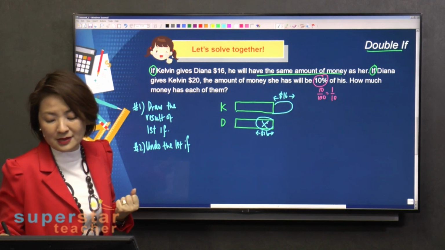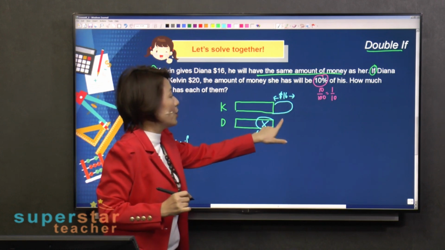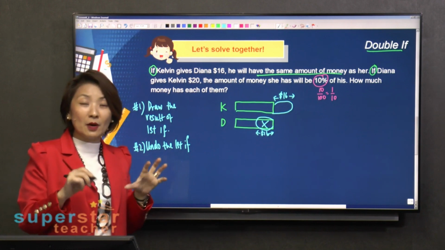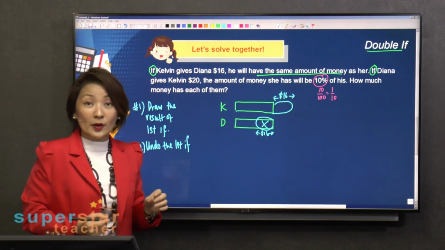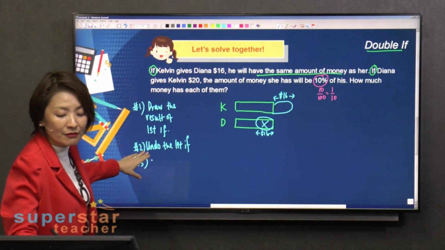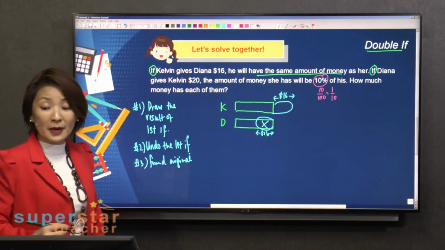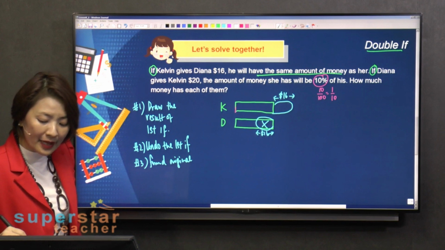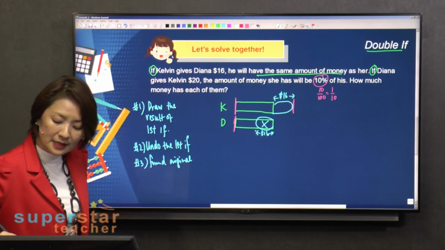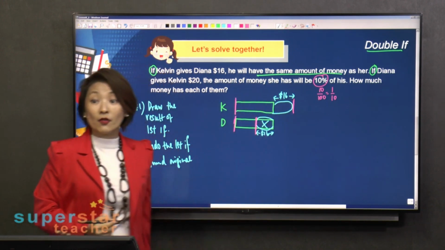So this is gone because it's transferred over. Some students like to draw an arrow like that. I normally don't do it because the more I draw on my model, the more confusing it can become. So once I undo the first if, guess what? I found my original. Where is my original? This is my original. For Kelvin, it will be here to here. For Diana, it will be this to this. The pink ones are my original.